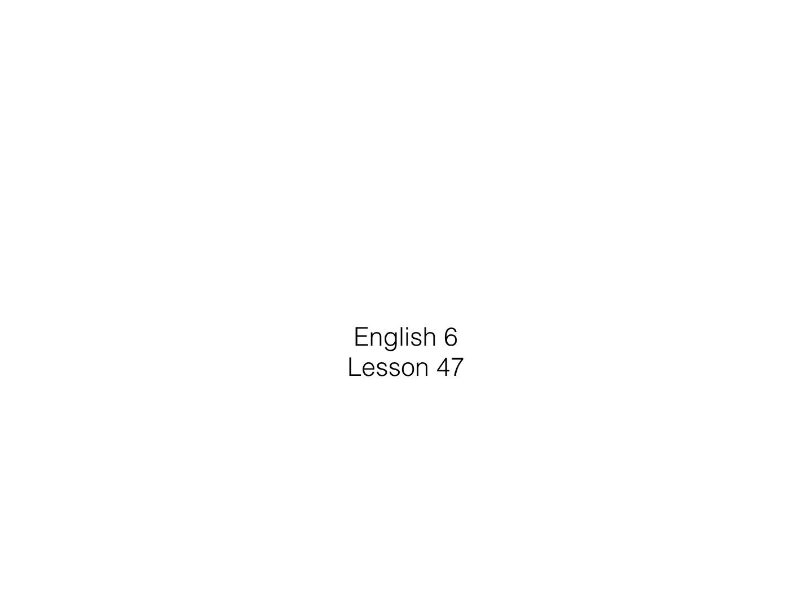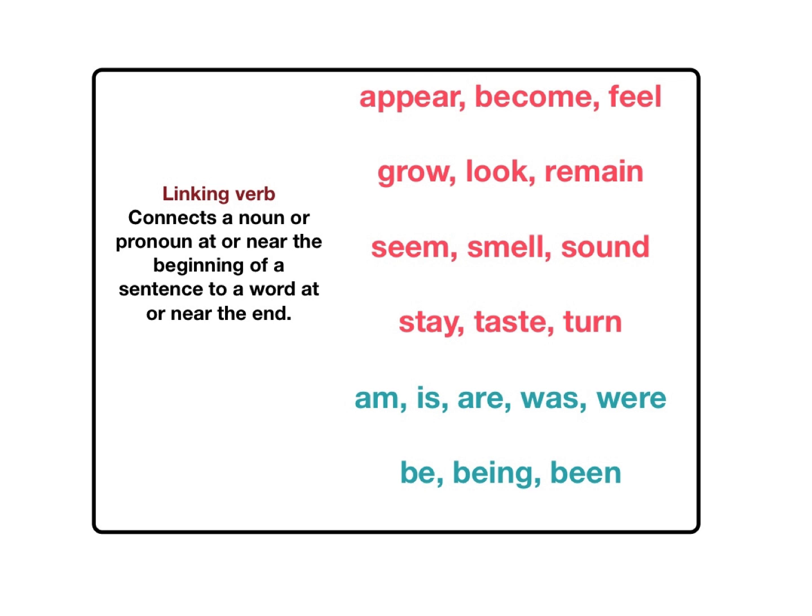Lesson 47. Here in Lesson 47, we're going to learn about subject-verb agreement. But before that, let's do a review. A linking verb connects a noun or pronoun at or near the beginning of a sentence to a word at or near the end. Here are some examples of linking verbs: appear, become, feel, grow, look, remain, seem, smell, sound, stay, taste, turn. And also we have am, is, are, was, were, be, being, been. These are the examples of a linking verb.